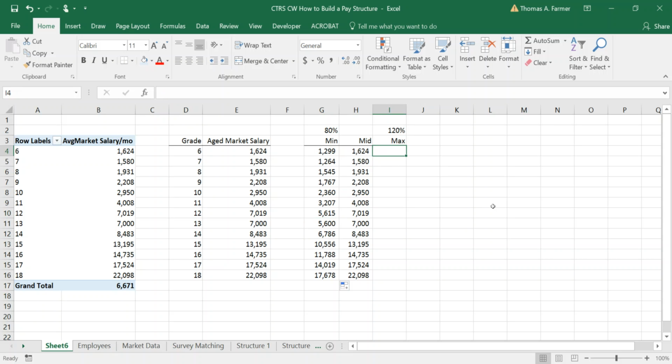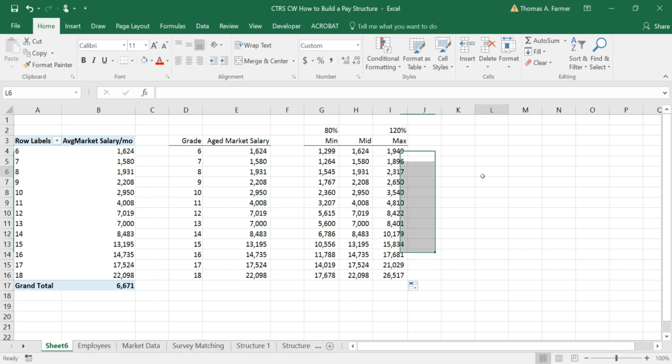Let's do the same thing over here. Equals the midpoint times 120%. Hit F4. Take away the decimals, copy it down. All right, I have a structure. It only took about 10 minutes.